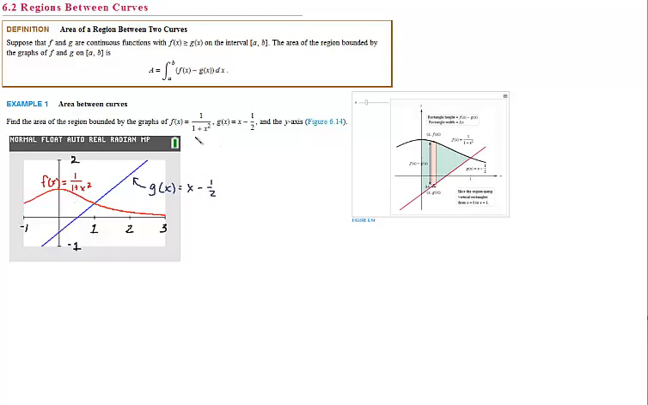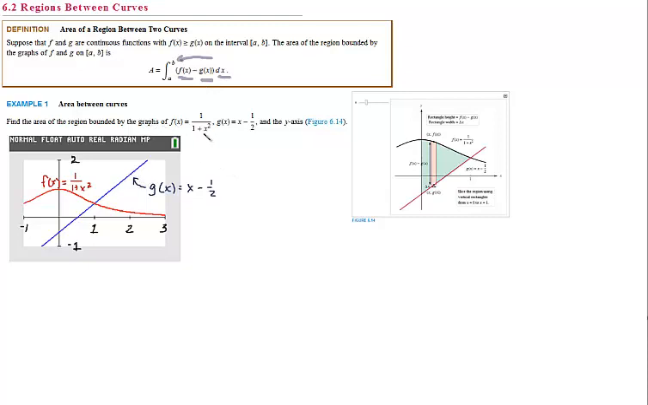Since they've given me two functions, you'll plug those into your calculator and look at them. You need to decide which one's on top and which one is on the bottom, and it will be the top function minus the bottom function. We're going to look at it with respect to x first, and that means our limits of integration must be with respect to x as well. We'll need to figure out what those limits of integration are.